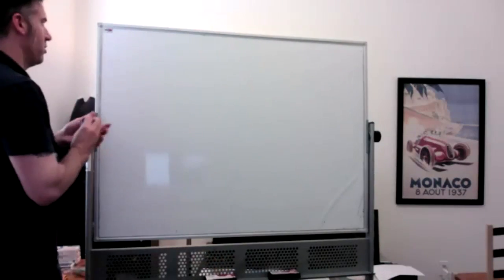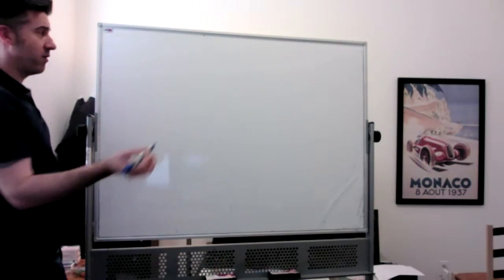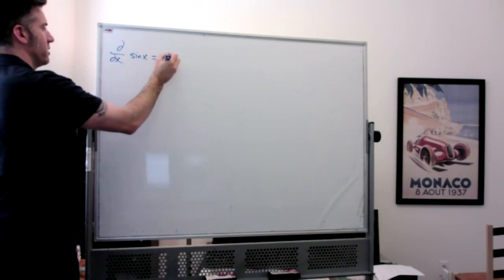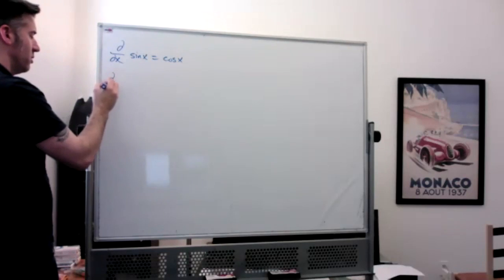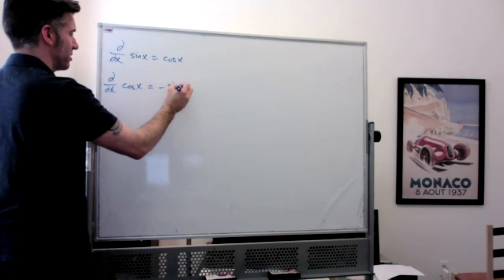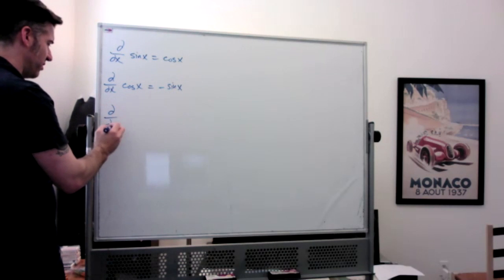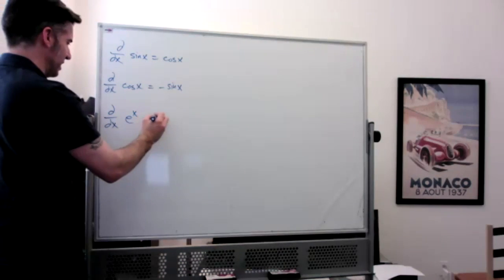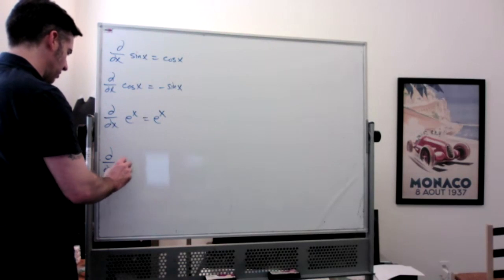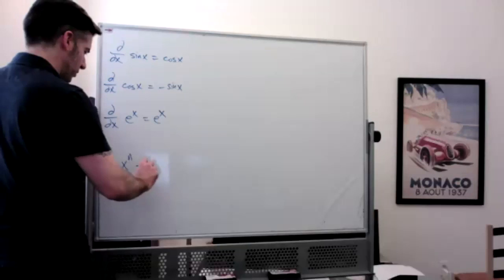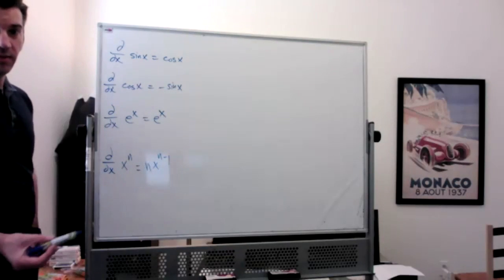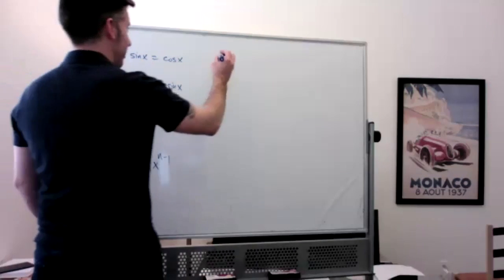So just as a reminder, here are a few derivatives we have. The derivative of sine of x is cosine of x. The derivative of cosine of x is negative sine of x. The derivative of e to the x is e to the x. The derivative of x to a power is equal to that power times x to the one less power. We also have the product rule, which we talked about last time.